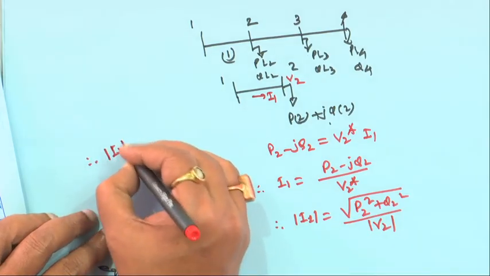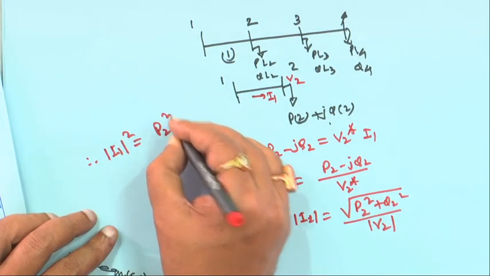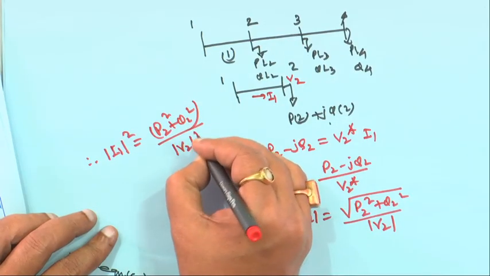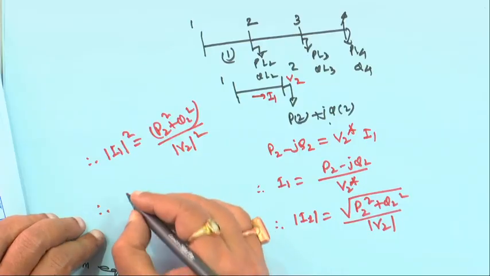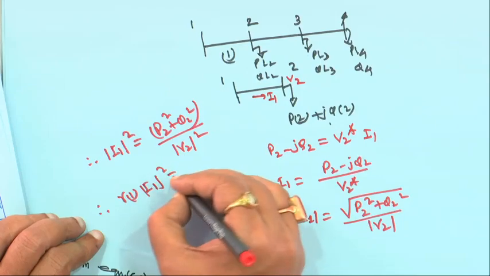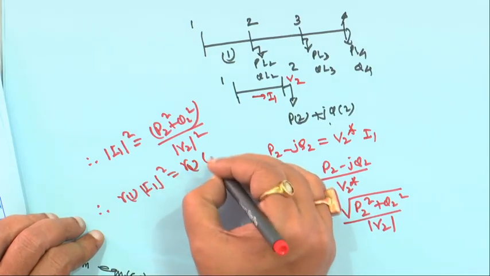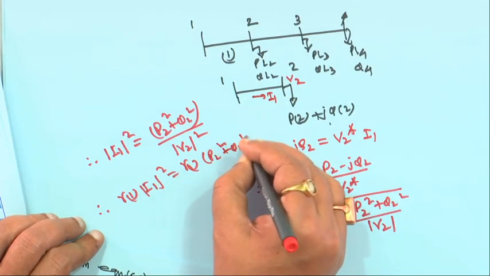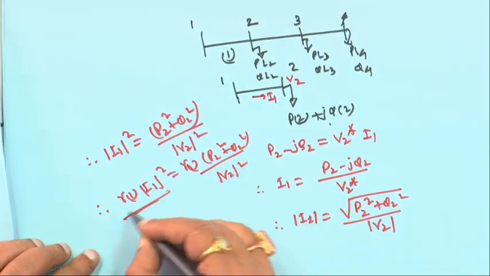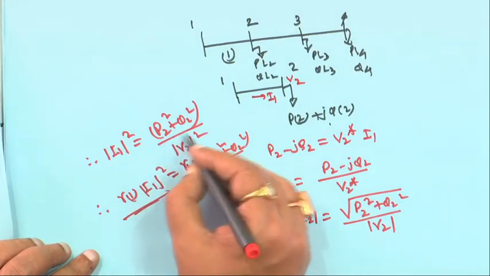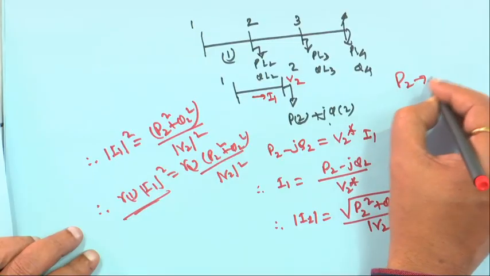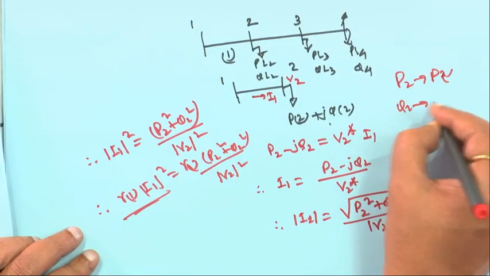Therefore, the magnitude of I1 squared is equal to P2 squared plus Q2 squared, divided by V2 squared. For the branch 1 power loss, if you want R1, then I1 squared multiplied by R1, with P2 squared plus Q2 squared upon V2 squared in brackets. So, this is the real power loss. Similarly, if you multiply X1 with this term, that will give you the reactive power loss. Here, P2 means this bracket P2, and Q2 means this bracket Q2.